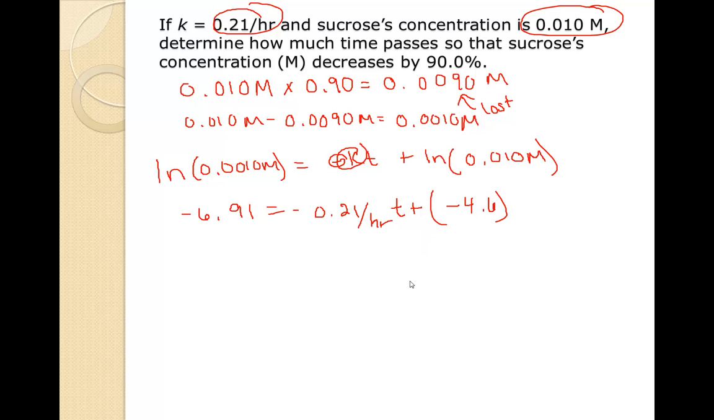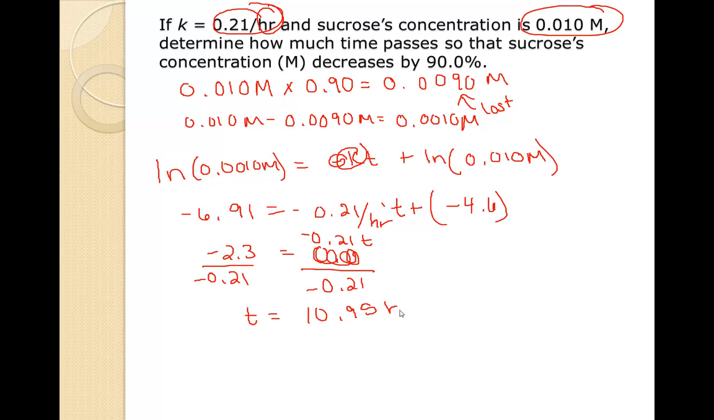Rearrange the equation and we get negative 2.3 is equal to negative 0.21 times the time. Divide both sides by negative 0.21. The time comes out to be 10.95. Now this is in hours. So that's how many hours it takes.